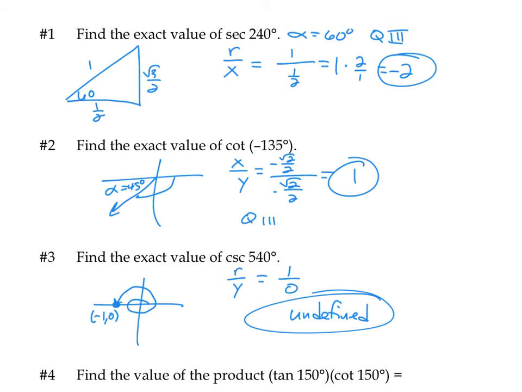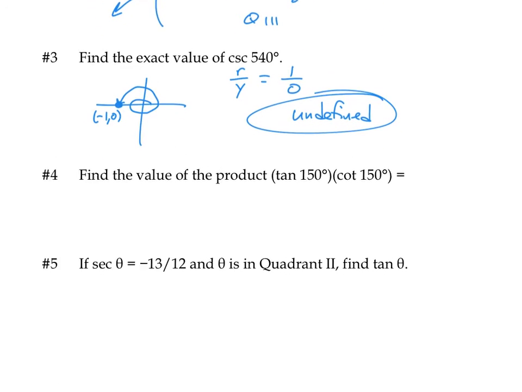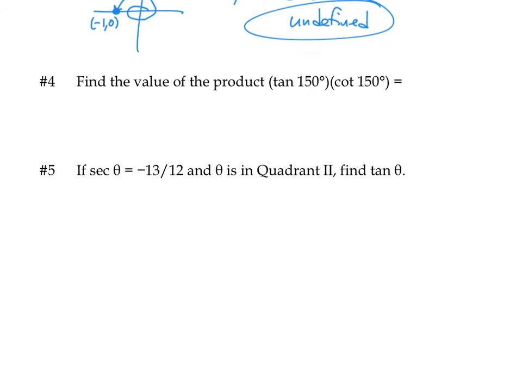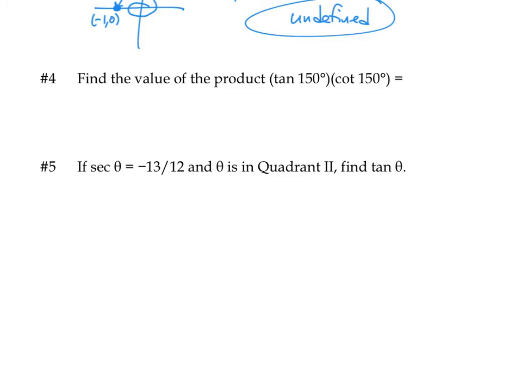Okay, let's go on to number 4 here. Find the value of the product of tangent 150 times cotangent 150. Tangent and cotangent are reciprocals. So anytime you multiply reciprocals, your answer is going to be 1. Doesn't matter if it was 100 degrees and 100 degrees or -28 degrees and -28 degrees, as long as they're the same degrees. Tangent and cotangent, y over x times x over y, when those are the same y and x values, then you're multiplying something times its reciprocal and get 1.